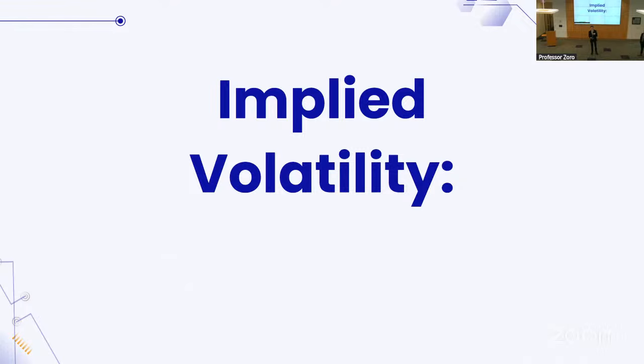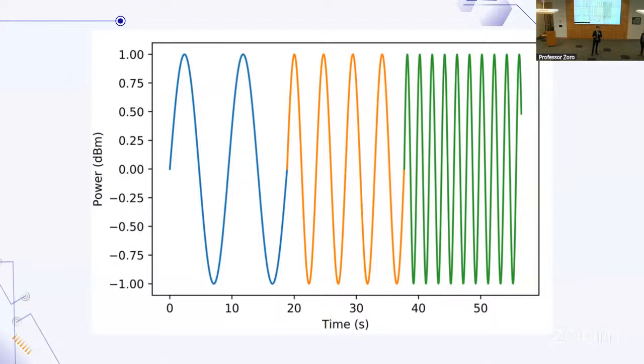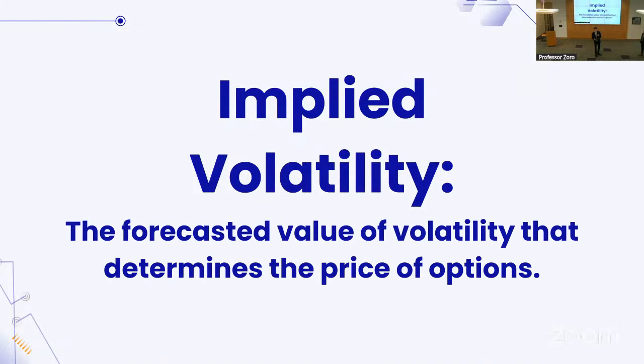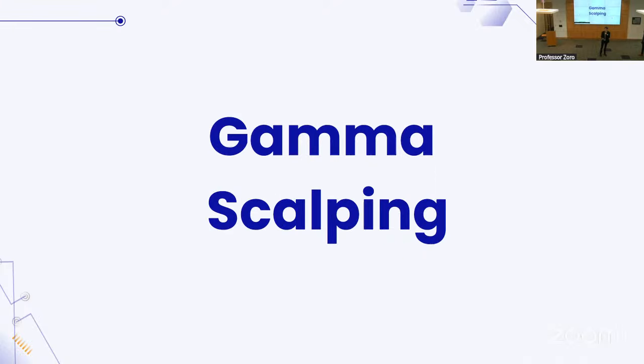The best way to think about this is with this slide where you can see oscillations. If the market is pricing in, let's say, 100 oscillations per week, but then 1,000 oscillations happen and you were long volatility, you can make money. Implied volatility is the forecasted value of volatility that determines the price of options. And that gives a clue for how we own volatility at all. We have to use options. And the method that we're specifically going to use to go long volatility is called gamma scalping.